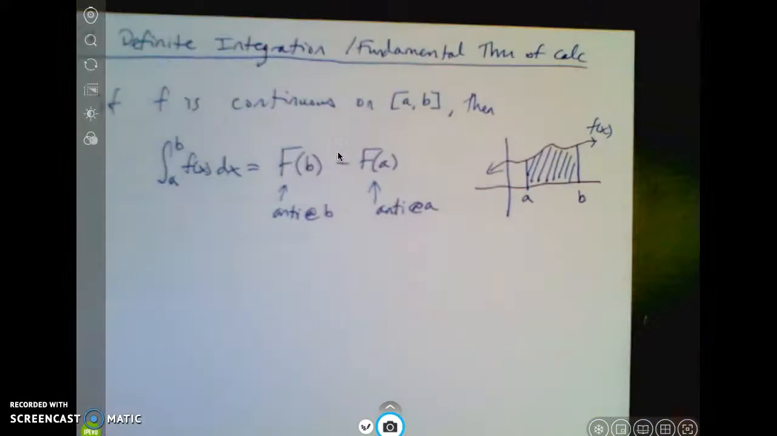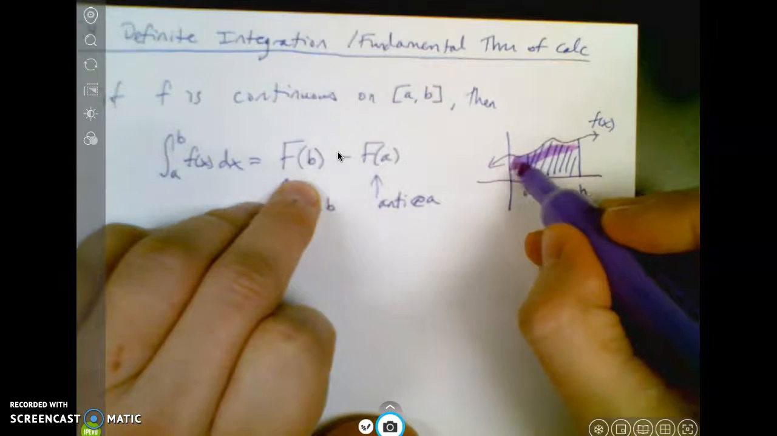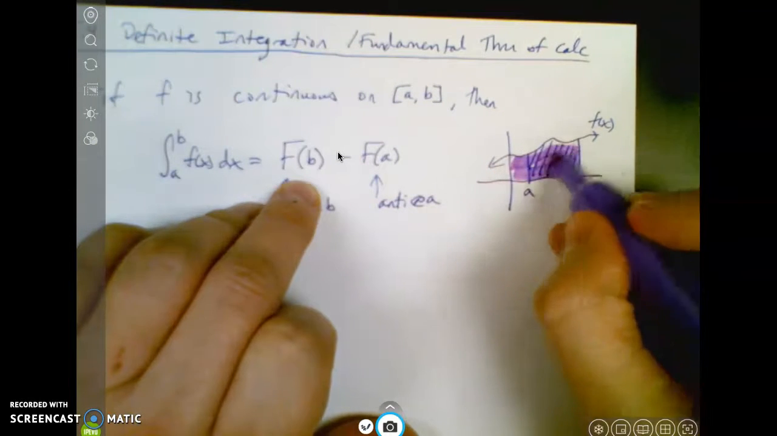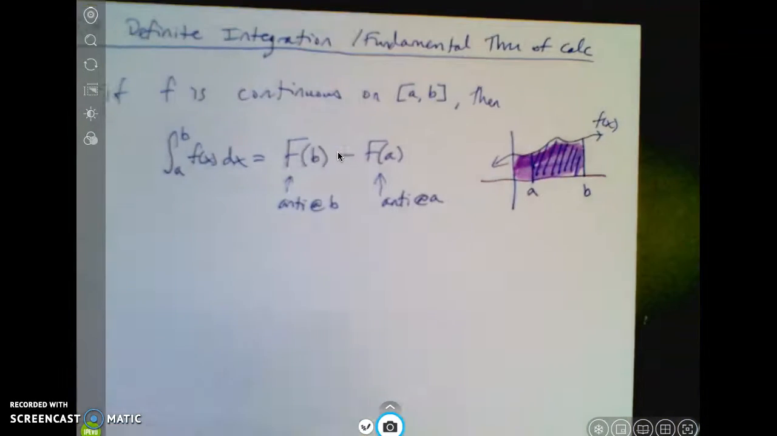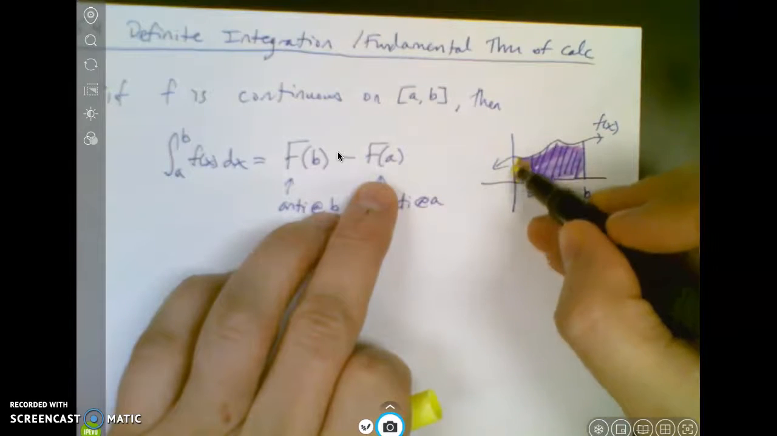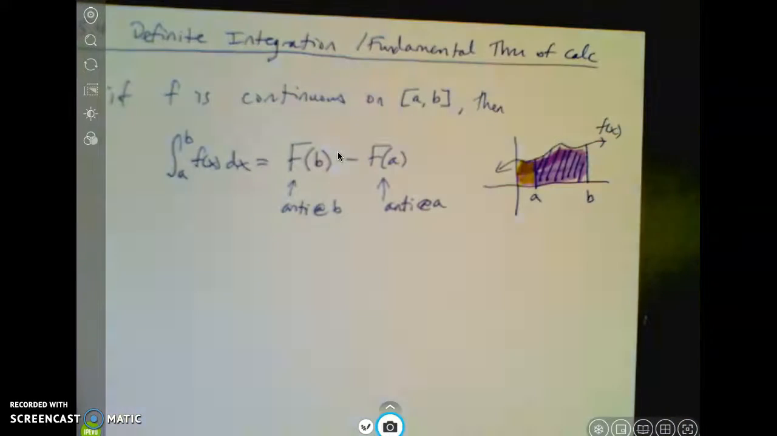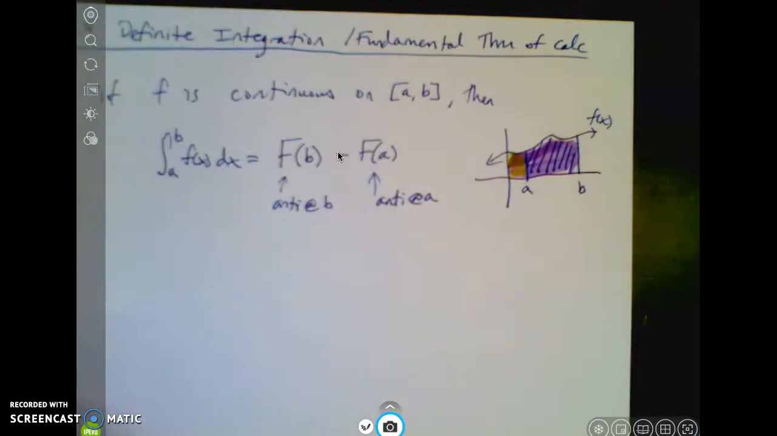So it's like you're taking the whole area, this capital F of b finds the area between your curve and the x-axis and the y-axis. And then you're removing F of a, which finds the area between the curve, I changed it to a different color. You're chopping off the part you don't want. And you're left with just that purple, which is cool. Okay, so that's the fundamental theorem of calculus.